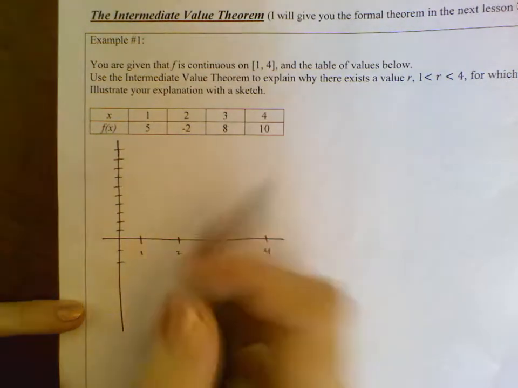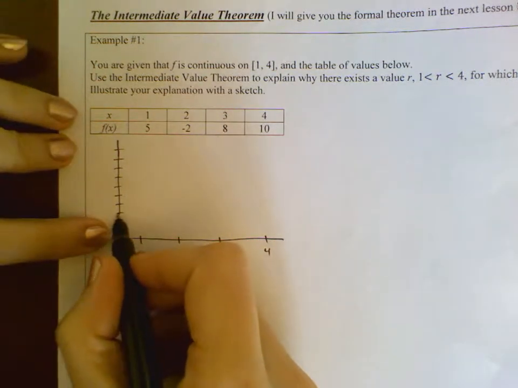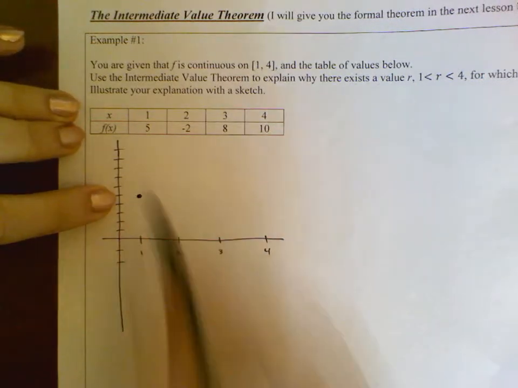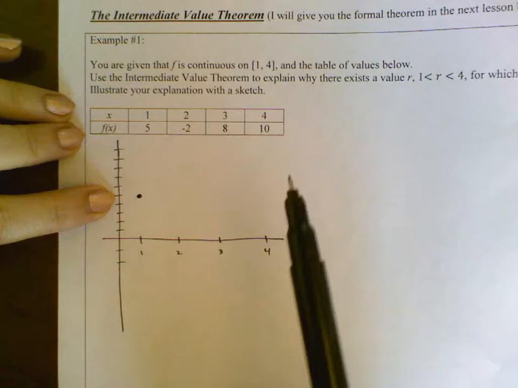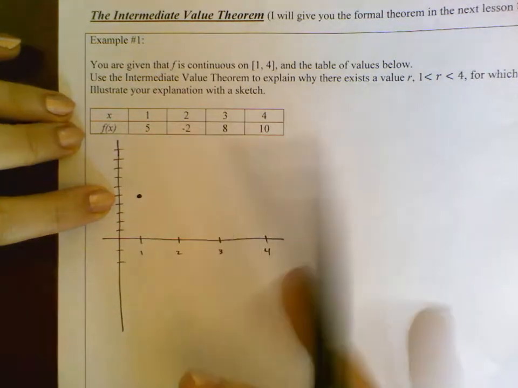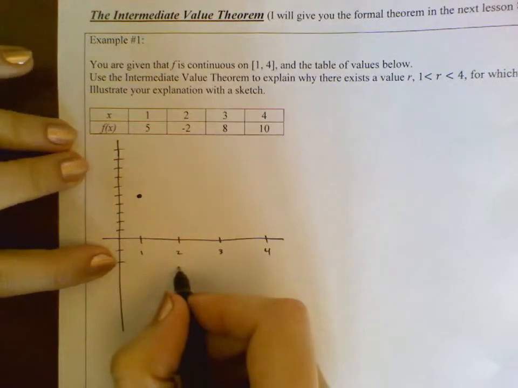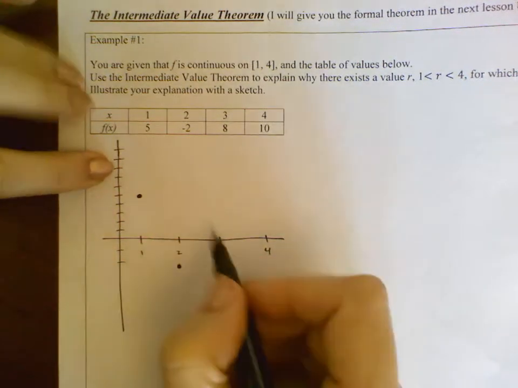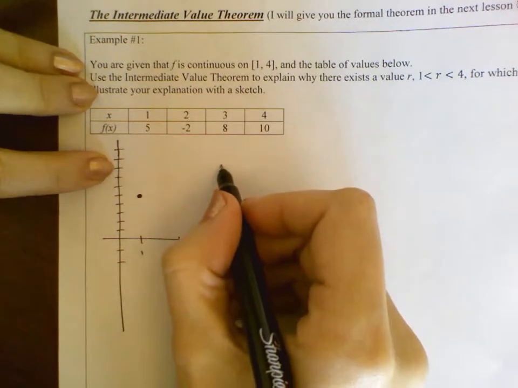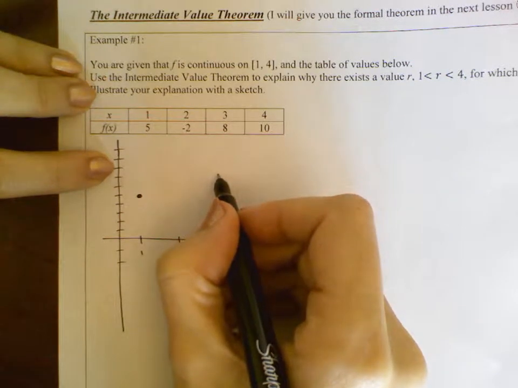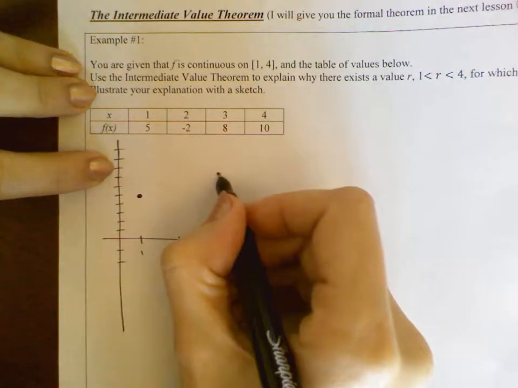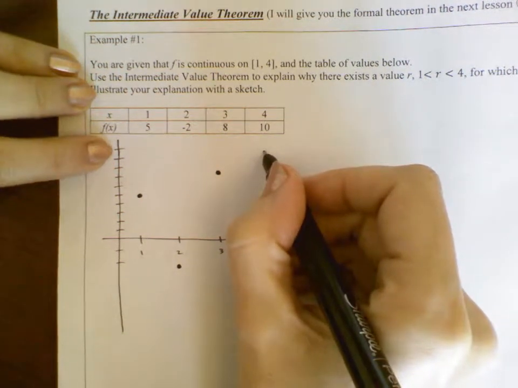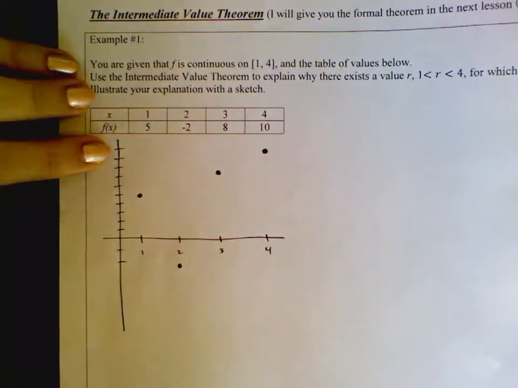So 1, 5. So there's 1, 5. And 2, -2. 3, 8. Here's 8. And then 4, 10.